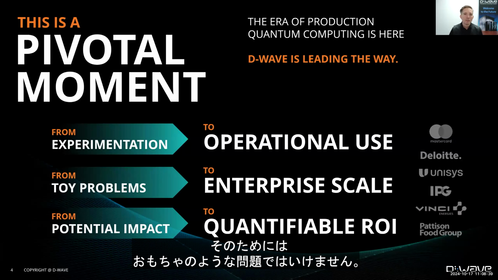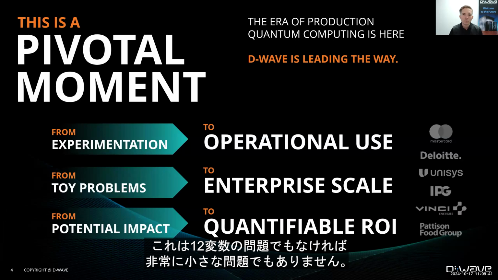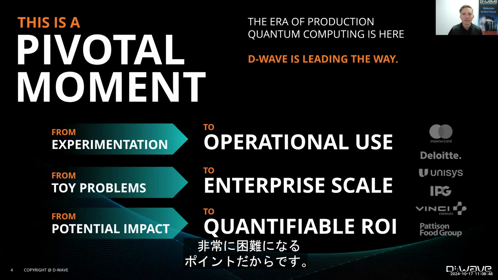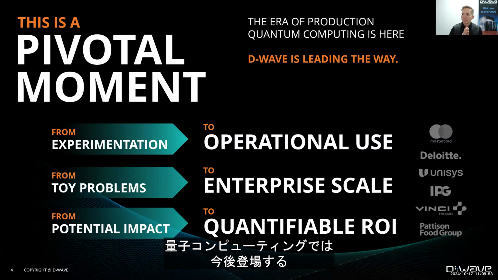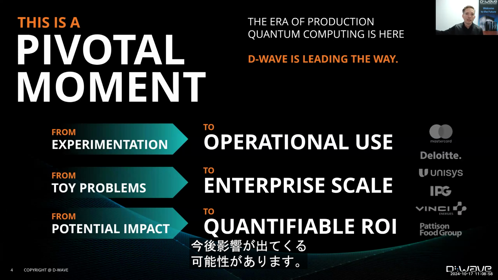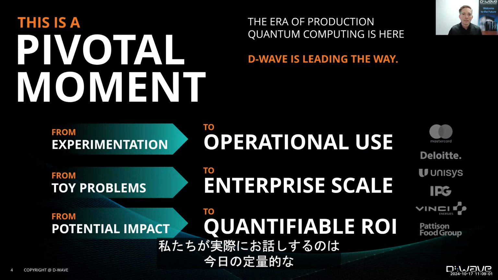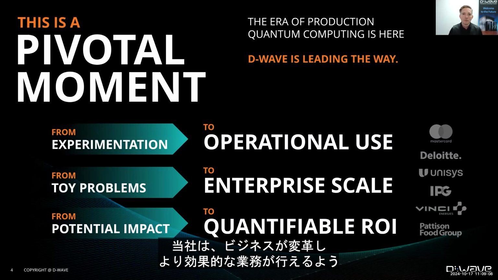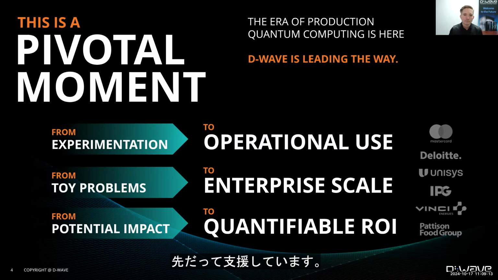In order to do that, we can't be talking about toy problems. These are not 12 variable problems or something very small. It needs to be at enterprise scale, because that's the point at which these problems get very difficult. That's the limiting level. And while in quantum computing there is a roadmap of applications that are going to be emerging, and some of them have potential impact in the future, we're really talking about quantifiable return on investment today, applications that you can run right now and get business value. And we're leading the way to help businesses transform and become more effective in their operations.